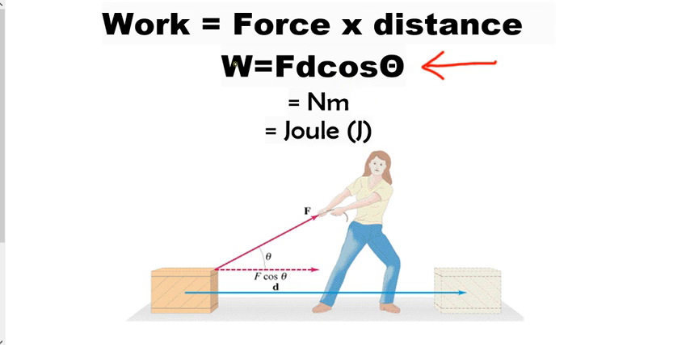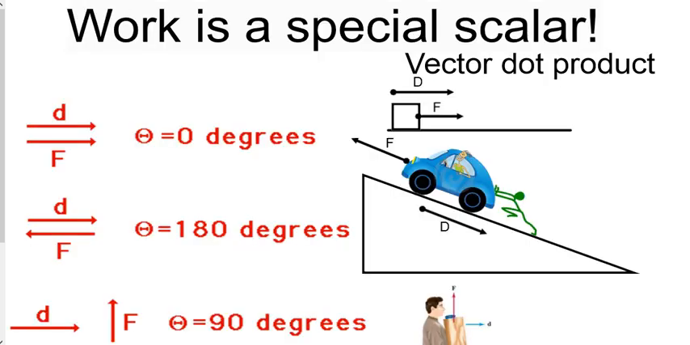And since work is equal to force times displacement, we have work is equal to the newton meter, which we have defined as the joule. So that is our unit of work and what we also call energy.